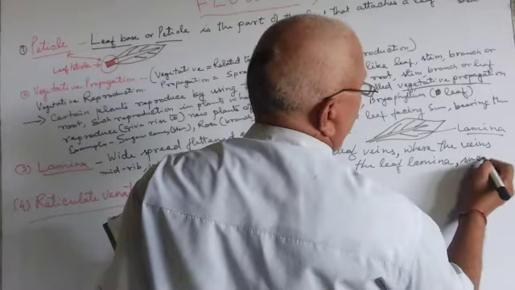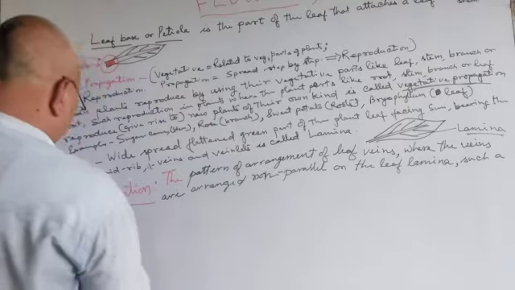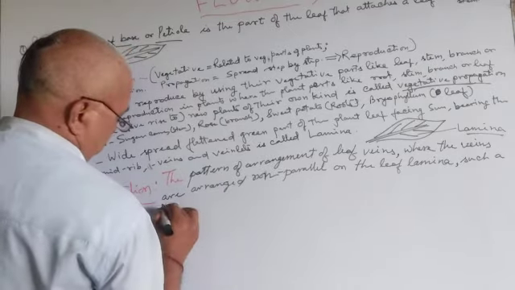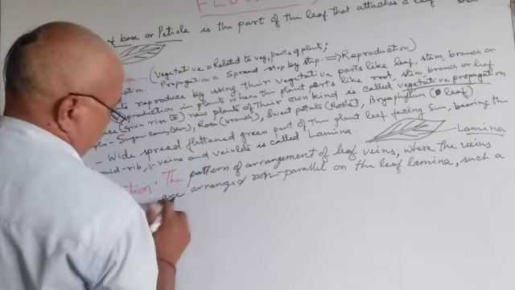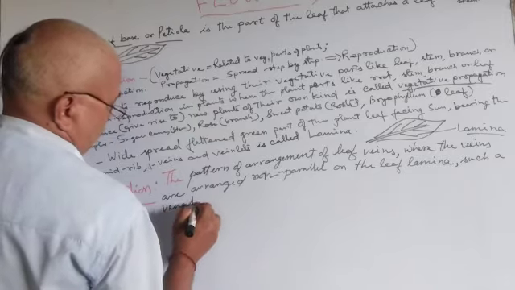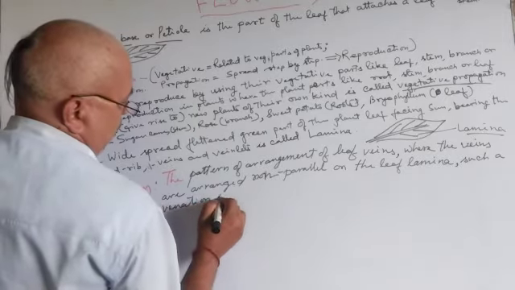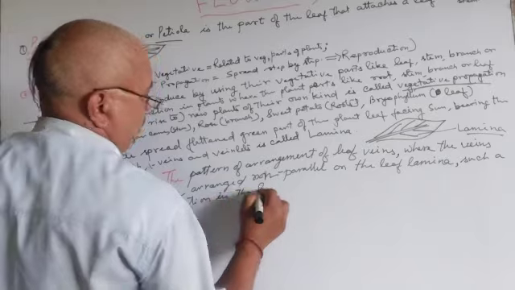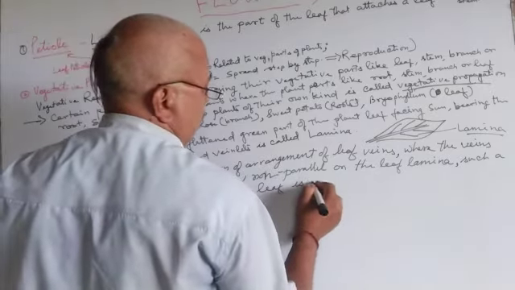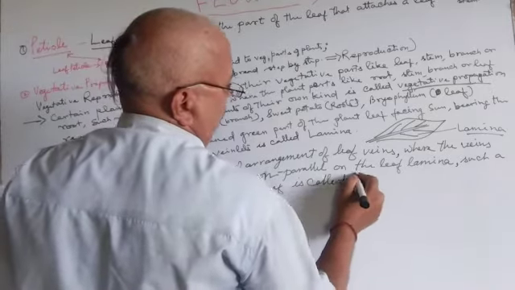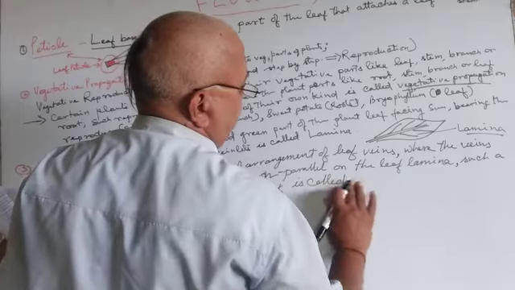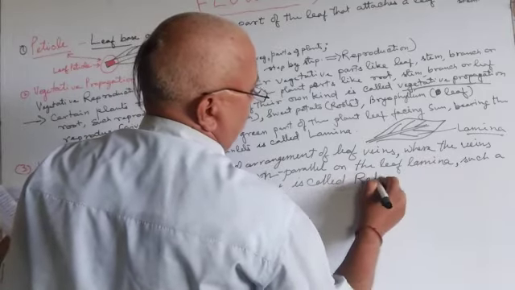Such a venation, such a pattern, such a venation in the leaf is called reticulate venation.